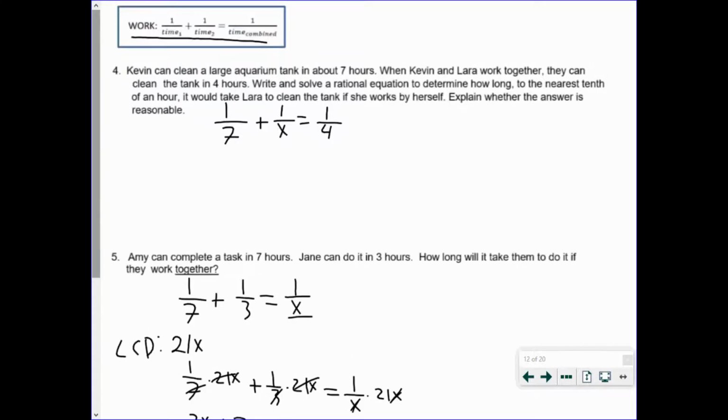Right, we're using our equation. The first one is Kevin: 1 over time 1, that's going to be Kevin's time. 1 over time 2, that's Laura's time. That equals our combined time, which is 4 hours, if we're looking at the equation.